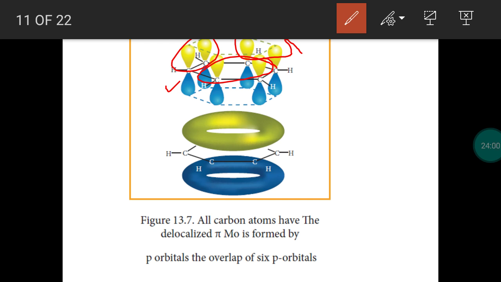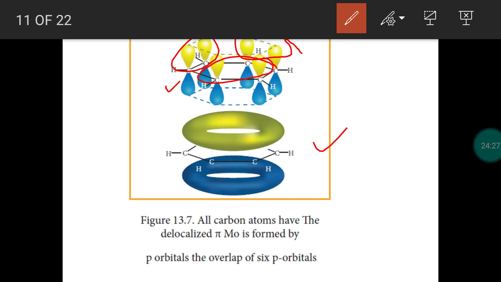So how many pi bonds are possible? Double bonds. How many pi bonds are possible in benzene? Three pi bonds. But these pi bonds, these double bonds, are not localized. It is not only applicable for two carbon atoms alone. So the pi electrons will spread over all the carbon atoms. You can observe the structure.